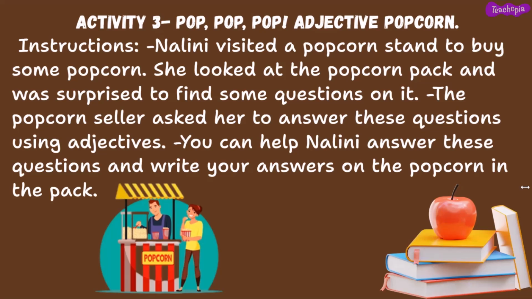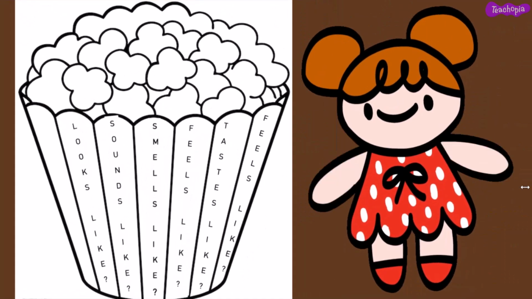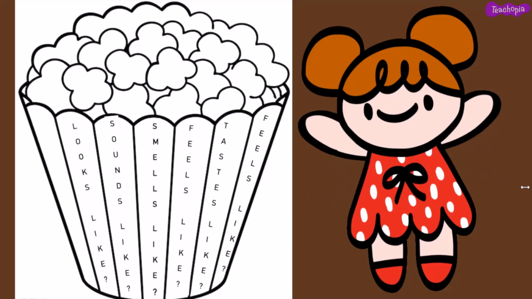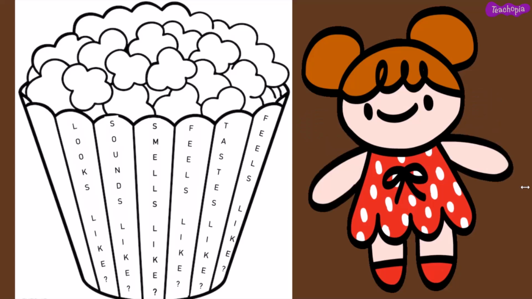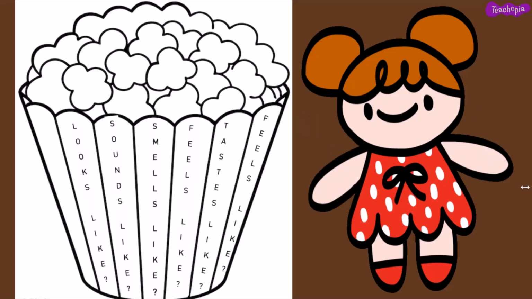Our activity 3: imagine Nalini buying popcorn, and on the popcorn bag it asks certain questions. How does it smell? What does it taste like? Now the learners can use adjectives to write the answers. For example, it smells buttery, salty, delicious. Or they can also add some fun adjectives like sweet, crunchy, spicy, cheesy. Like this, adjectives can make their sentences more tasty and colorful.